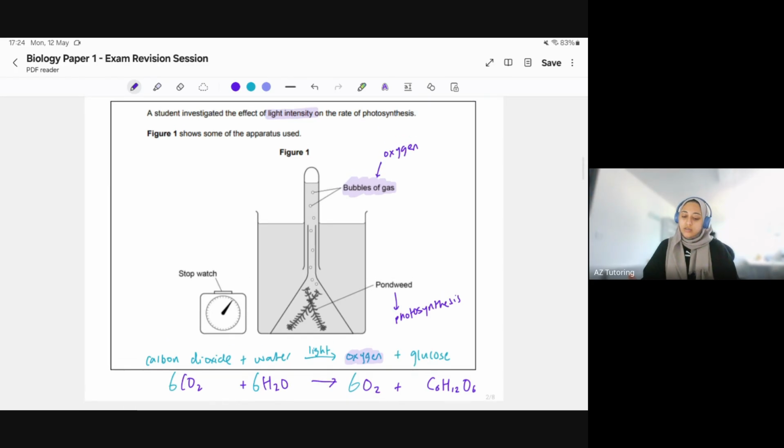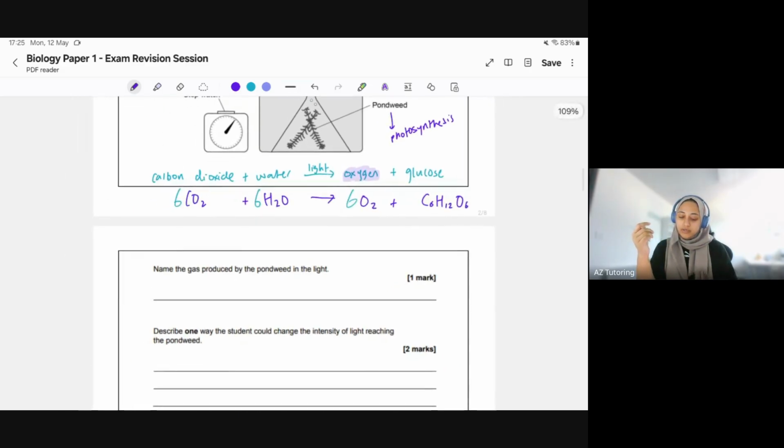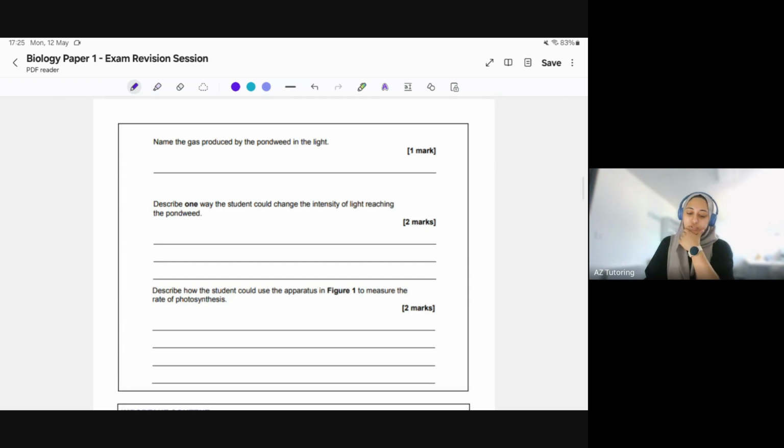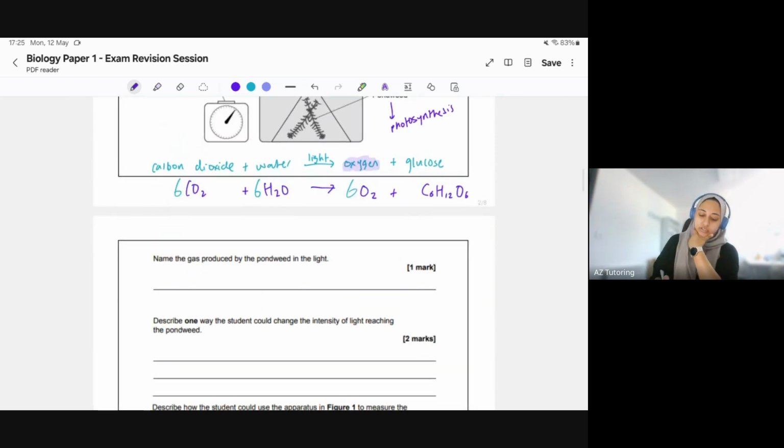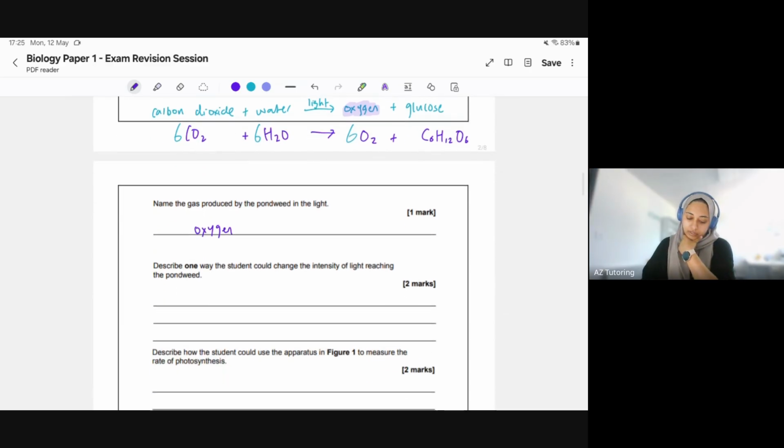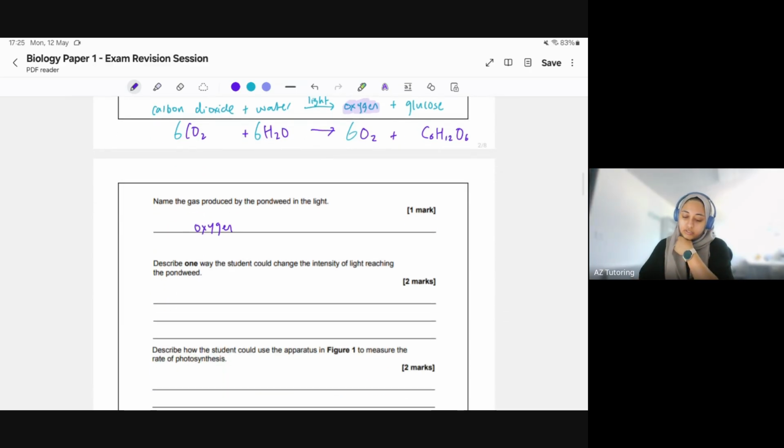So before actually jumping to the question, we've understood what the question's given us. And again, it's given us a stopwatch, so meaning we're measuring some form of time. For all the practical questions, you should be thinking of independent variable, dependent variable, and control variable. So keep it all in your mind whilst reading the question. So name the gas produced by the pondweed in the light. Well, we've just said that's oxygen. So that's straightforward enough.